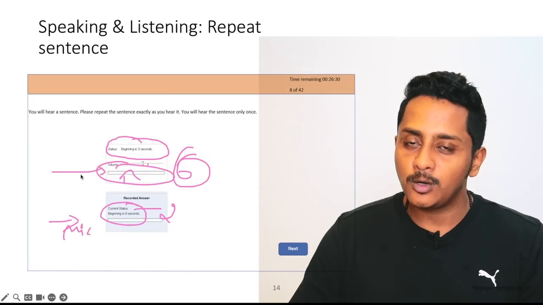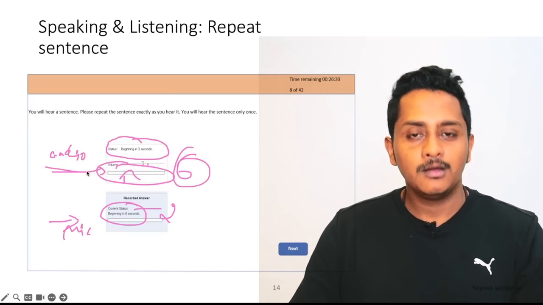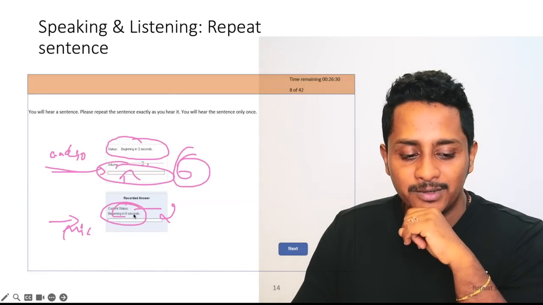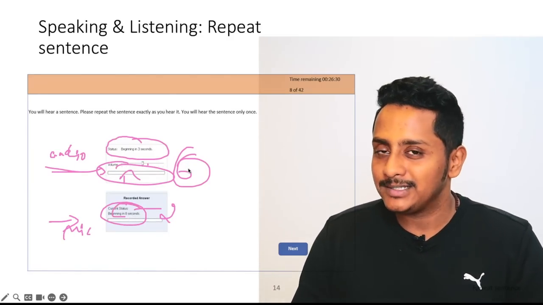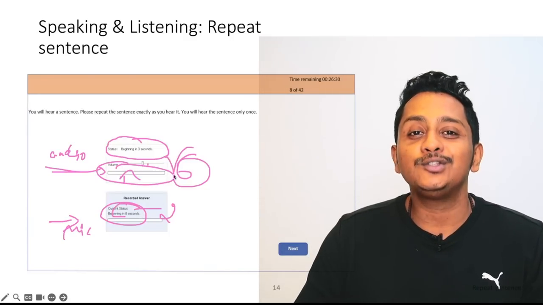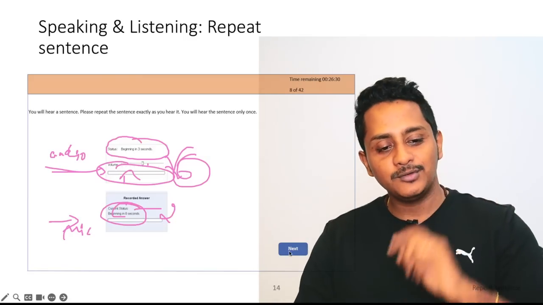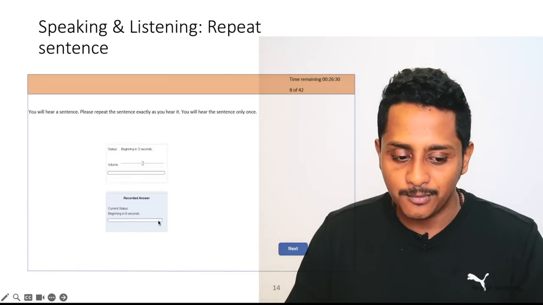The top one is for the audio speaker. Once the audio starts, this 8 seconds will come to 7 seconds, 6 seconds. So if the audio played for, let's say, 6 seconds, this becomes 2 seconds. Once the audio ends, the mic will not be on. You have to speak once you see the recording. Pay more attention. It's very, very important.